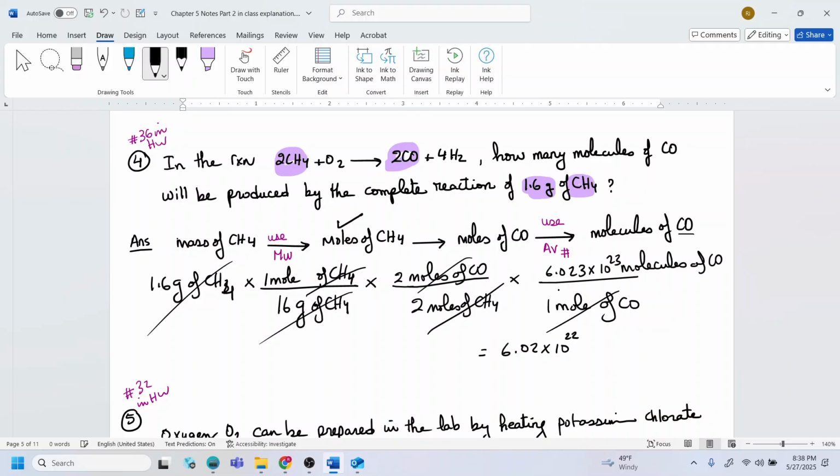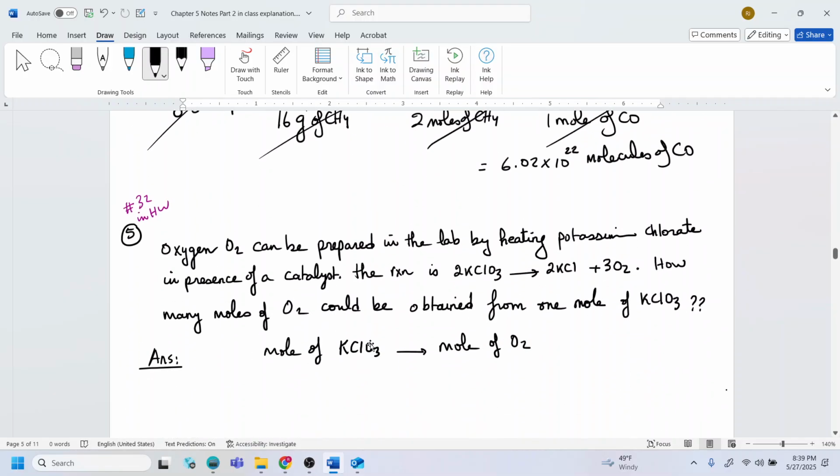Okay, this is going to be 22. This is going to be molecules of CO. It has to be a big number because you introduced the Avogadro's number.